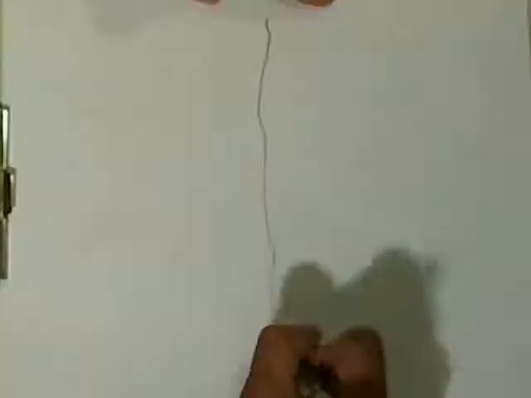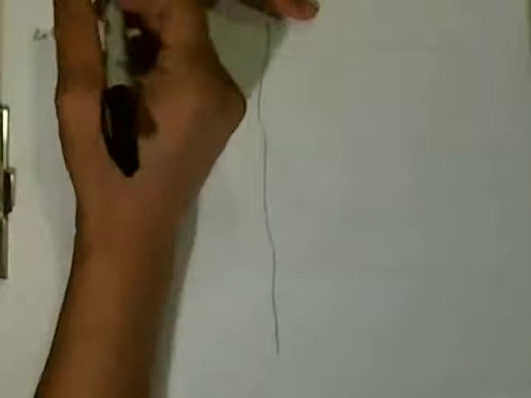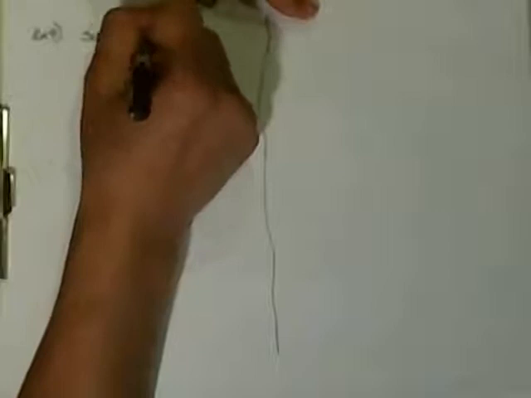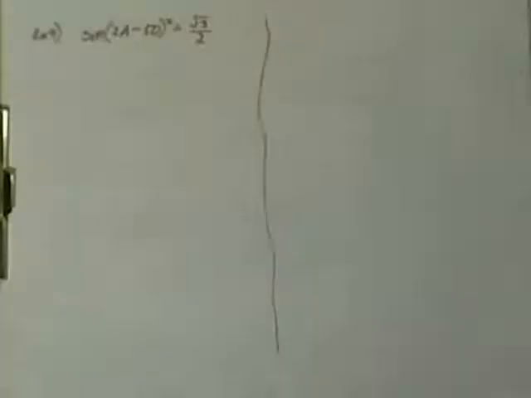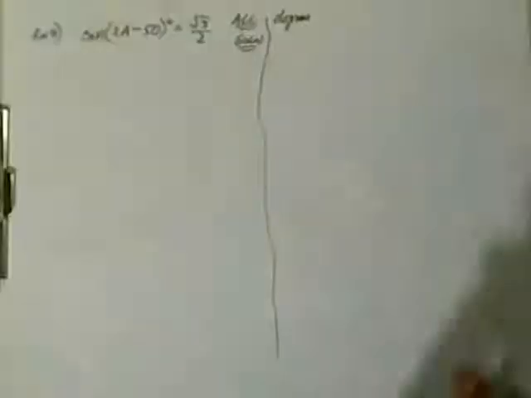Example number 4. Find all degree solutions to the sine of 2a minus 50 degrees, which equals root 3 over 2. And it says find all solutions. When it says find all solutions, then you have to add just a little special something. Depends on if you want to do it in degrees or radians. I believe they want it in degrees. It says find all degree solutions, so you want it in degrees. Okay.